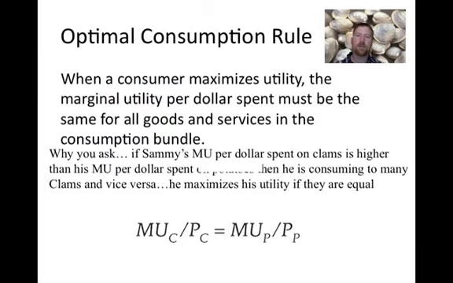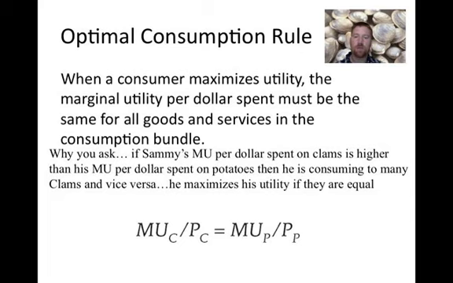You want to get the most bang for your buck. You want to maximize your utility. So when a consumer maximizes their utility, the margin utility per dollar spent must be the same for all the goods and services in the consumption bundle. This is why we need to find the margin utility per dollar so that we can see where they're equal and how much you should spend on each good.